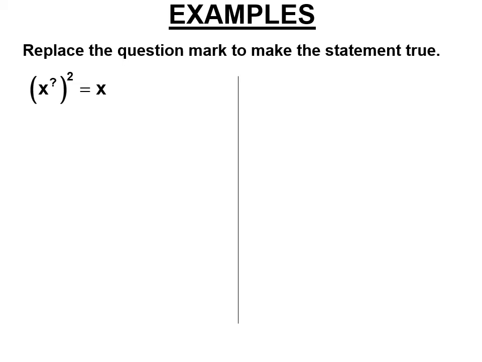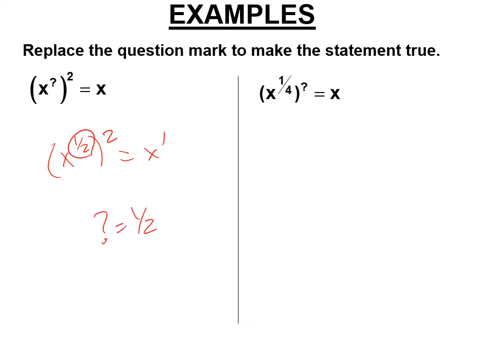So what does that question mark have to be to make that? Well, it has to be 1/2, right? The only way we're going to get x to the first is if the question mark is 1/2. So what does the question mark have to be here? x to the 1/4. This has to be a 4, right? So the question mark is 4.